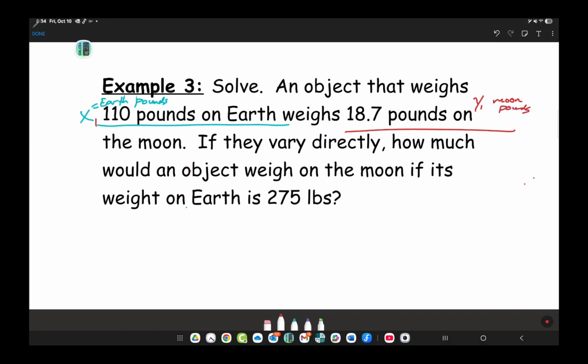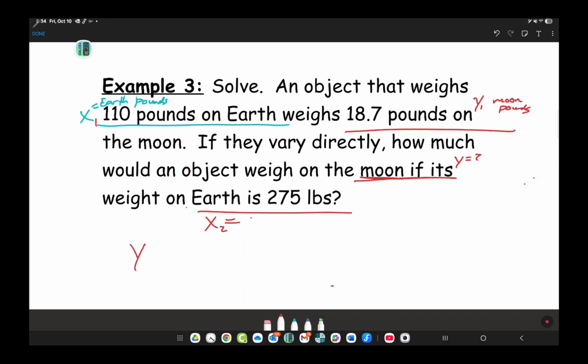So if they vary directly, how much would an object weigh on the moon? So here they want to know what Y equals, because they want moon pounds. If this is X, what's your X2 really? X equals, again, 275 Earth pounds. So if you said the first one was X is Earth pounds, then down there, X is Earth pounds. So just make sure that X is both the same unit. That's the important part with the word problems.